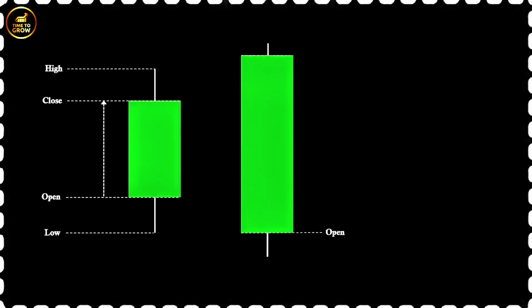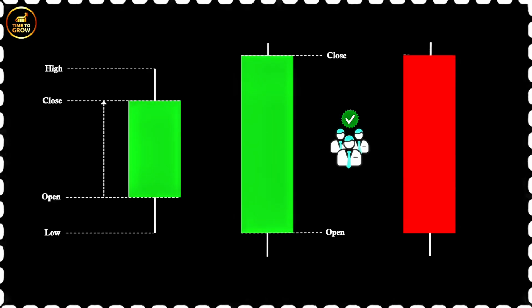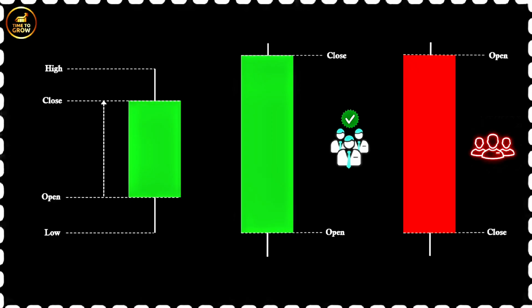If a candle closes above its opening price, buyers are in control. If it closes below its opening price, sellers dominate that candle. For example, this 5-minute bullish candle on xauusd closed above its open. This shows buyers controlled the market during that 5-minute period.